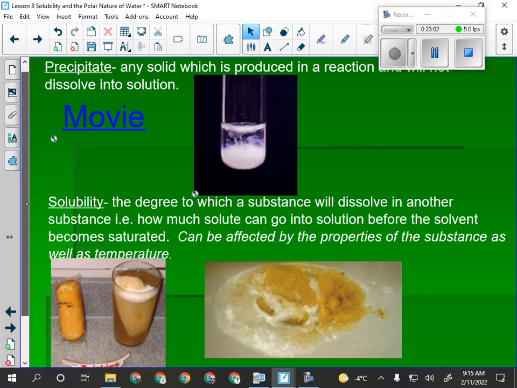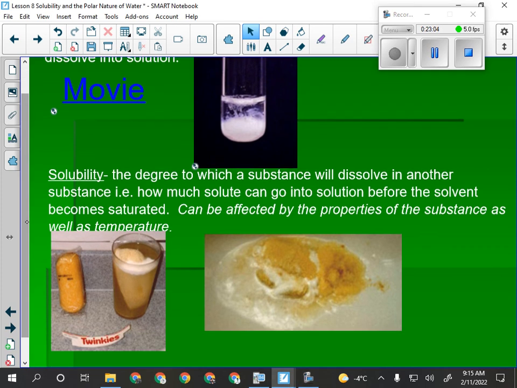Now, the term solubility means the degree to which a substance will dissolve in another substance, and it is a physical property. Some things are more soluble than others. It doesn't mean they're not soluble, it just means some things are more soluble than others. That can be affected by the properties of the substance as well as temperature. It can also be affected by agitation. We all know that if you stir something, you get more of it to dissolve. But if you cool it off, then less of it will dissolve.